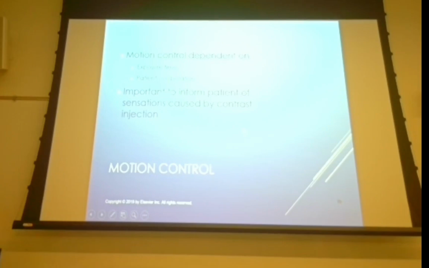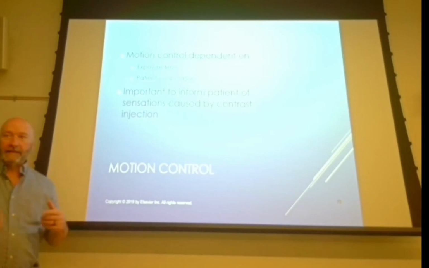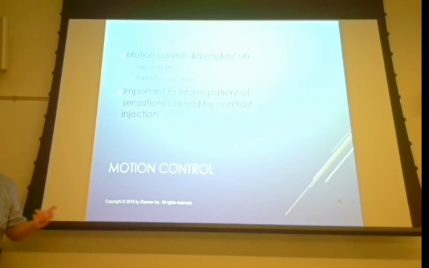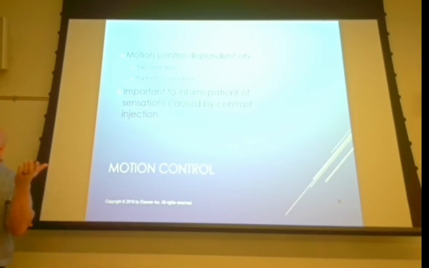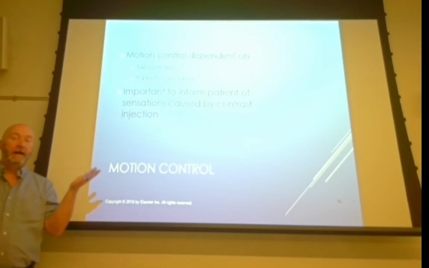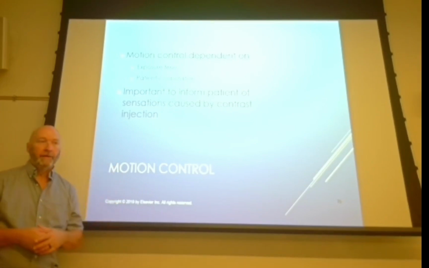So motion control, for the most part, we're going to use as short an exposure time as possible. Remember what we were talking about on Wednesday, reciprocity? What was reciprocity? Goes up and down. It's give and take, right? So what we're going to use is a higher mA value with lower time to limit motion.